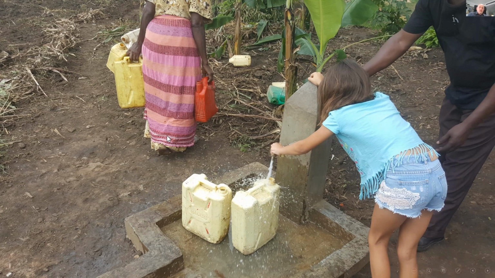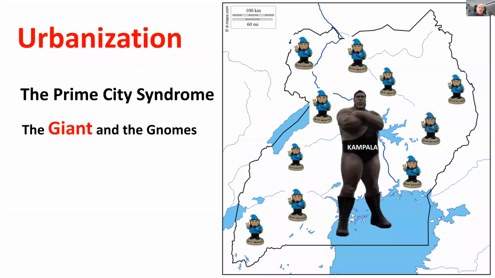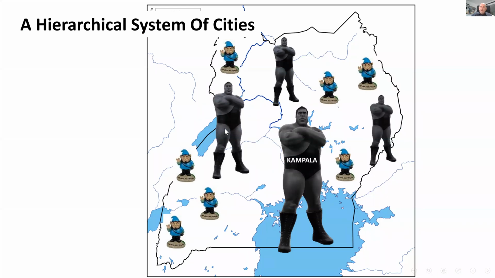Now about urbanization in Uganda itself, the prime city syndrome, which makes the whole hierarchy of cities dependent on a giant while all the others are gnomes, cannot be continued. It's known now from the literature and from many research projects that we need a hierarchical system. So Kampala can be the bigger one, but there should be others which are big enough in other regions, in order to create a distribution of resources and investments in the country.